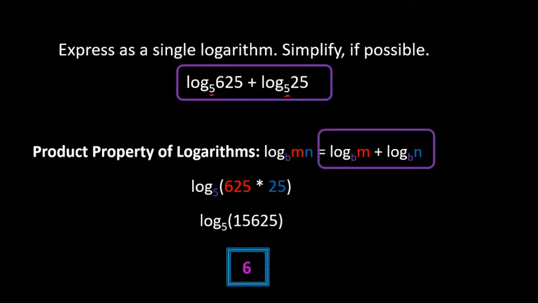Now I can rewrite this, which wasn't shown here. Remember, a logarithm is just an exponent, and I can just choose to represent that exponent as x. So if I want to rewrite this, I can take my base, 5, raise it to my exponent, x, and it is equal to this result, 15,625. So 5 to the what equals 15,625? 5 to the 6 equals 15,625.